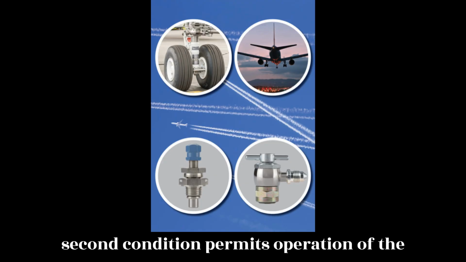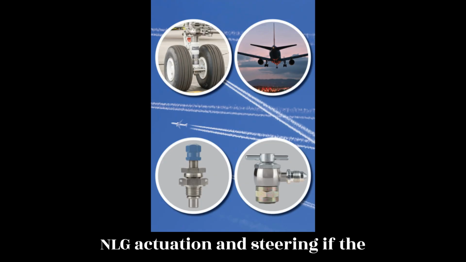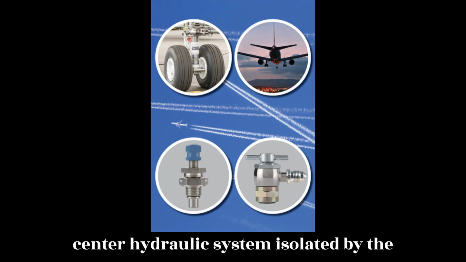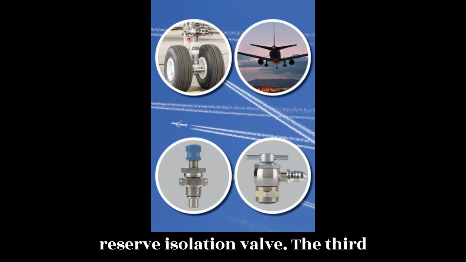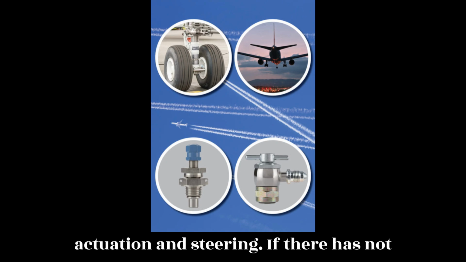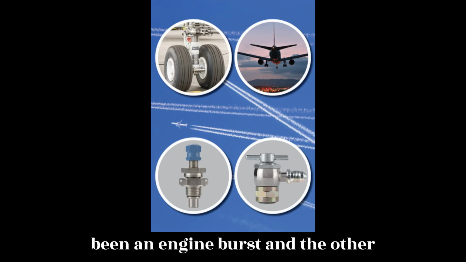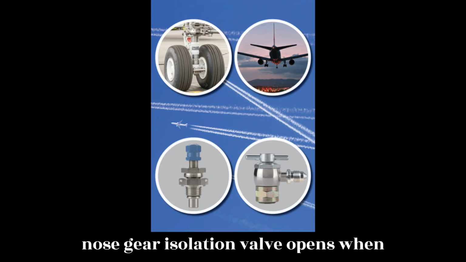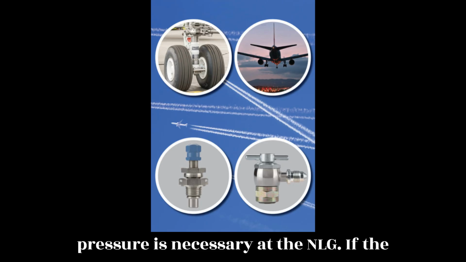The second condition permits operation of the NLG actuation and steering if the hydraulic leak is in the part of the center hydraulic system isolated by the reserve isolation valve. The third condition permits operation of the NLG actuation and steering if there has not been an engine burst and the other hydraulic systems are pressurized. The nose gear isolation valve opens when pressure is necessary at the NLG.